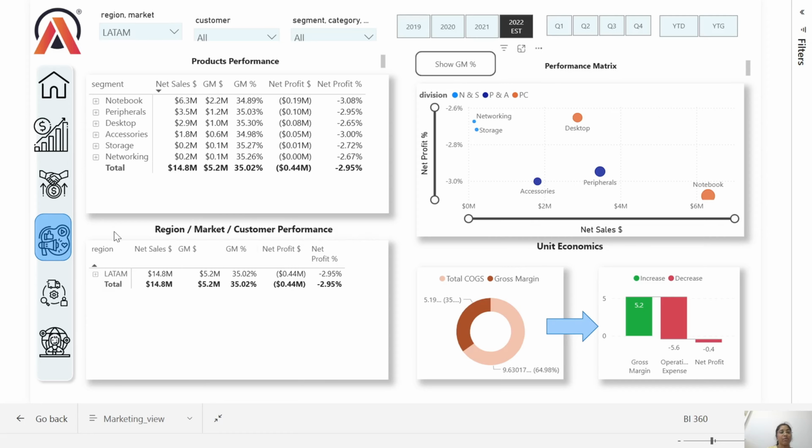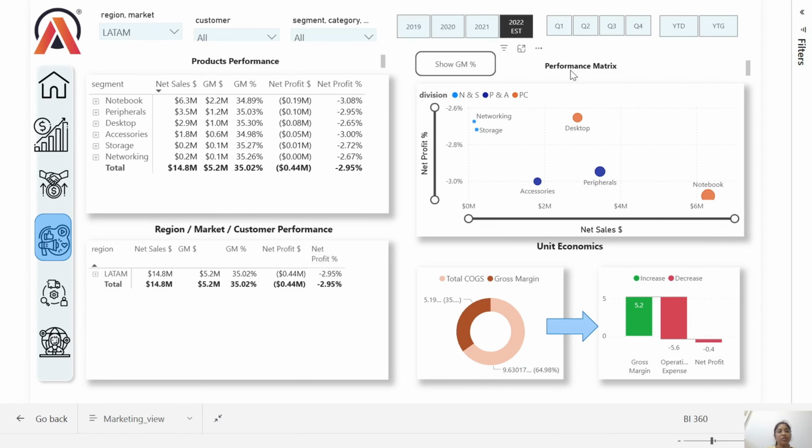Overall marketing performance in the Latin region generated a net sales value of 14.8 million and 5.2 million in GM value, but net profit is reduced to 0.44 million, because you can see in the unit economics here, AtliQ is spending more on the cost of goods. It's around 65 percent, and operating expense is also minus 5.6 million. That is the reason the net profit value is decreasing.